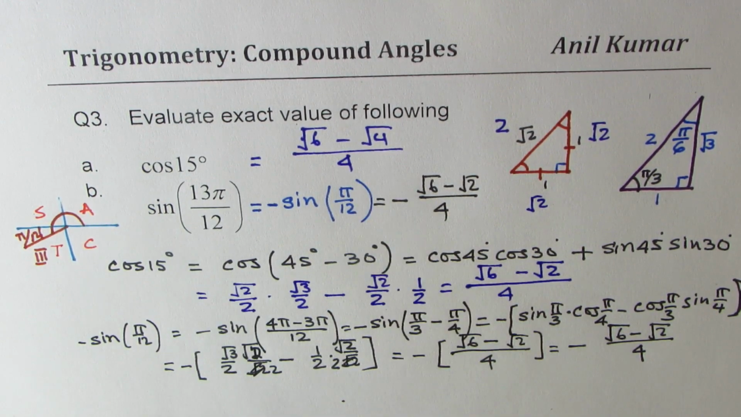So this value of cos of 15 and sine of 13 pi by 12 we can find from our special triangles, which were pi by 4, pi by 3 and pi by 6 angles. So combination formulas really help us to find exact values for many other angles. So I hope you understand and appreciate it. Let's move on to question number 4 now.